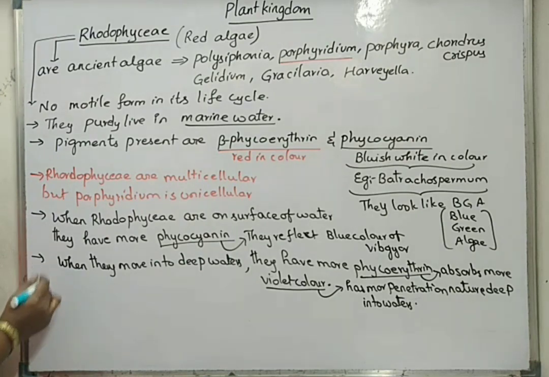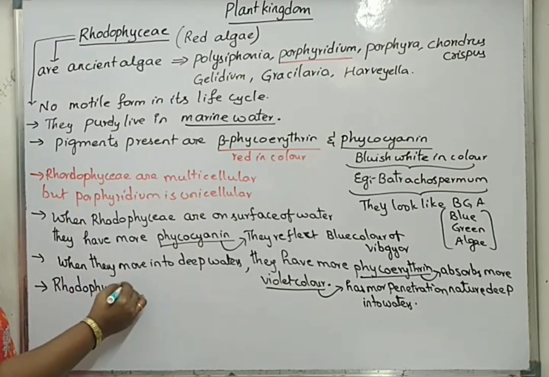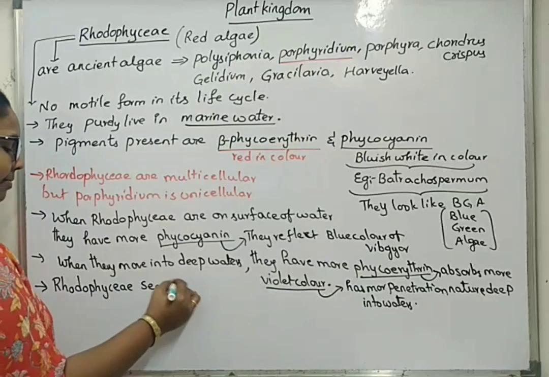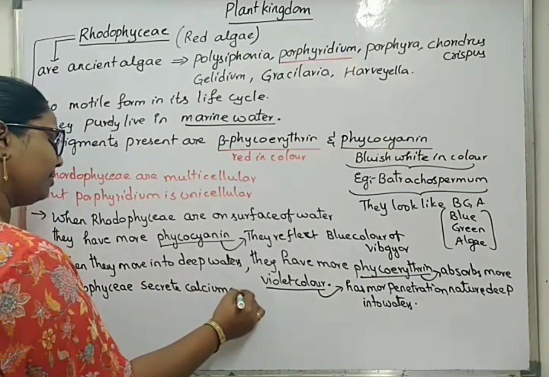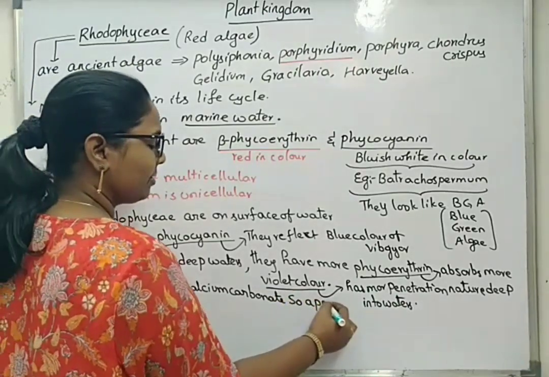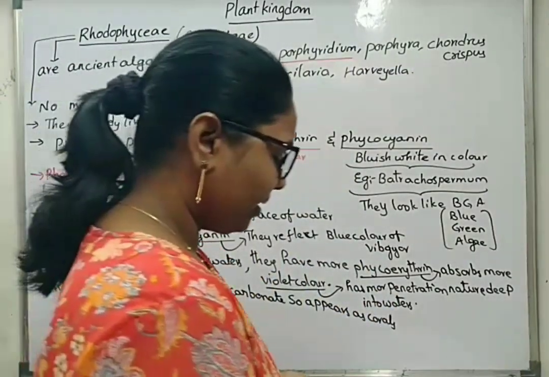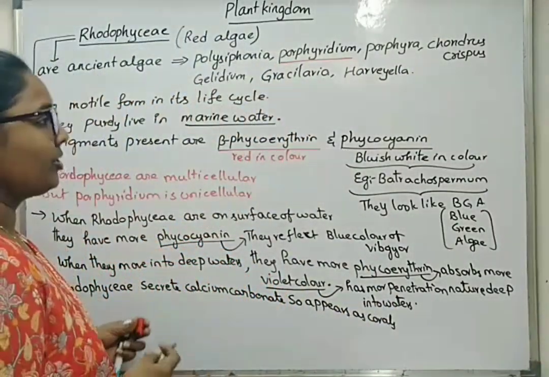Next. These red algae also secrete and deposit calcium carbonate. Because of that, they sometimes appear as corals. Rhodophyceae secrete calcium carbonate, so they appear as corals.